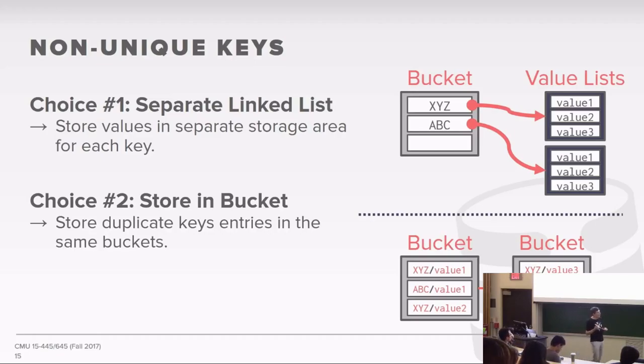As far as I know, most systems do the bottom approach, right? Nobody really does the top one, but you could do the top one if you wanted to. Yes? Do we assume each top-end bucket has a fixed size? His question is, are we assuming that each entry is fixed?